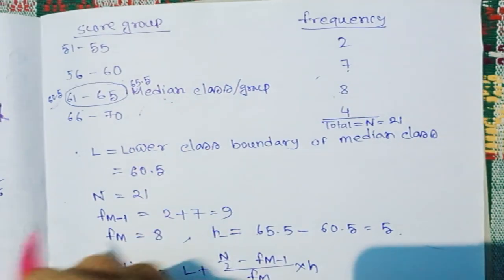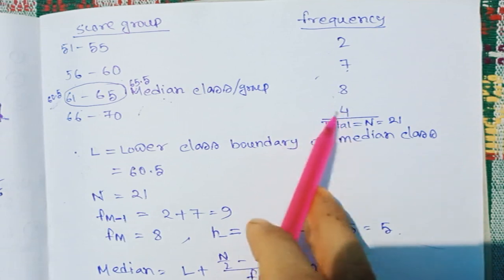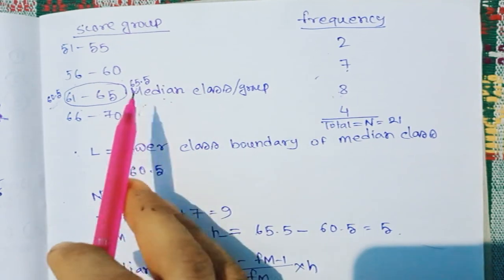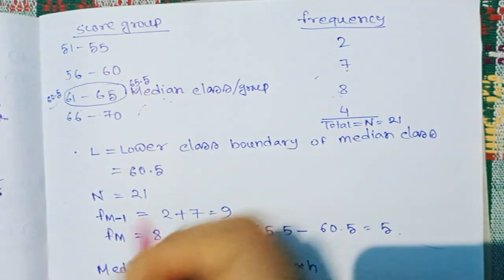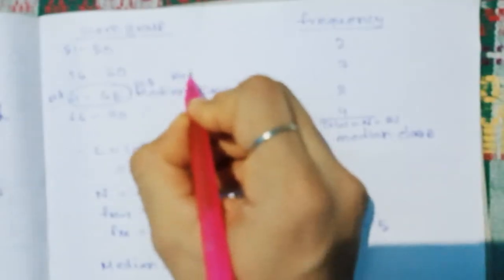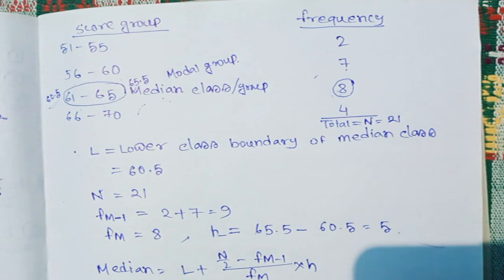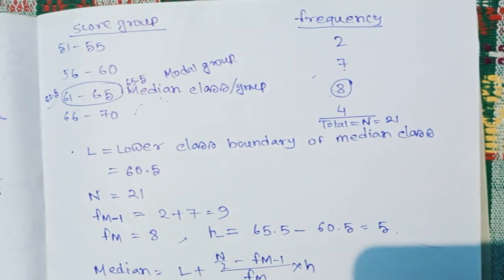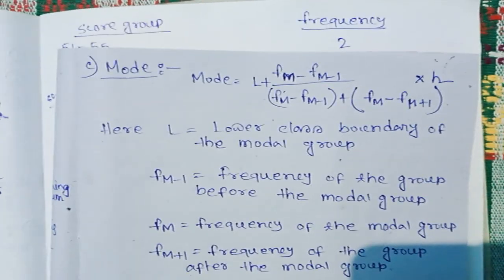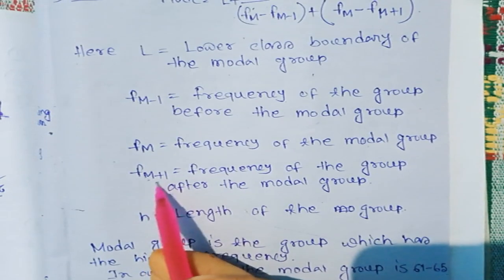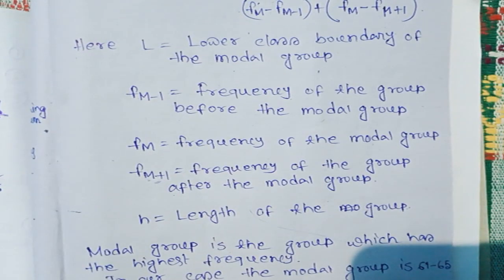Now what is the modal group? Among these frequencies, which one is the highest frequency? The highest frequency is 8. So this is the median group as well as the modal group. This 61 to 65 is our modal group, since the group which has the highest frequency is called the modal group. From this formula, L is the lower class boundary of the modal group. F of m minus 1 is the frequency before the modal group, fm is the frequency of the modal group, f of m plus 1 is the frequency after the modal group, and h is the length.